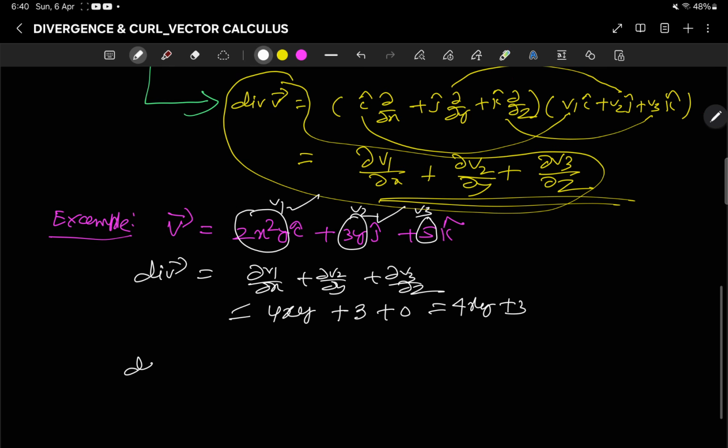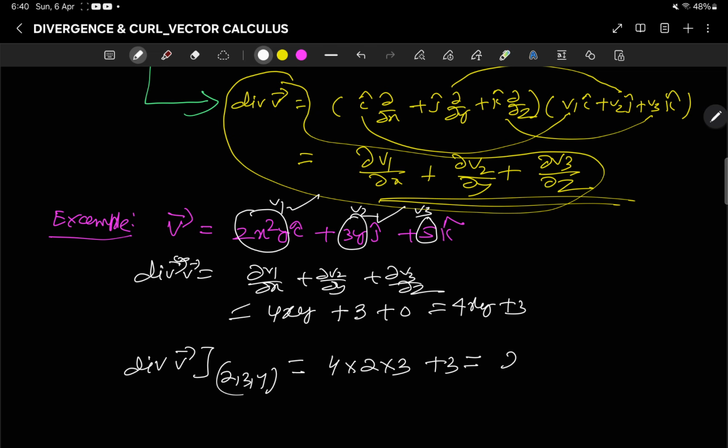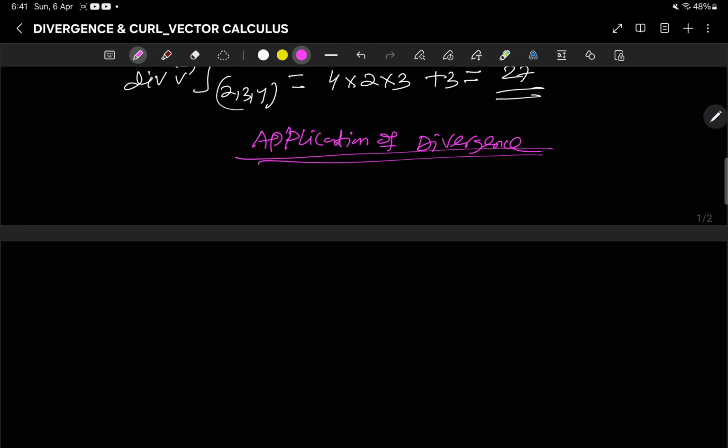If it is asked for div V at a point, say (2, 3, 4), we just substitute the point here. So it is 4 into 2 into 3 plus 3, which is 27. Now coming to the application of divergence.